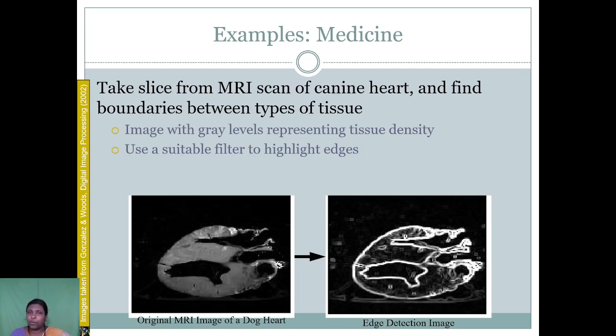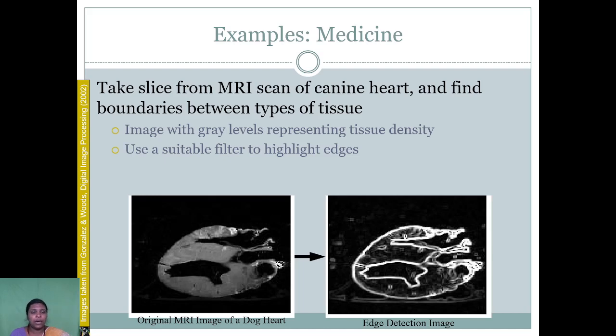Take a slice from an MRI scan of a canine heart and find boundaries between types of tissues. They are going to get an MRI image, and this is an example of a dog heart. Here this is the original MRI image. If you want to do any edge detection, or you are going to segment things, we are using this image processing technique.